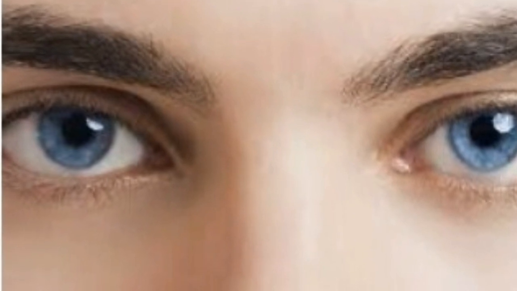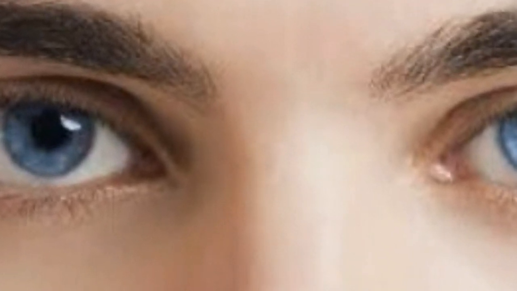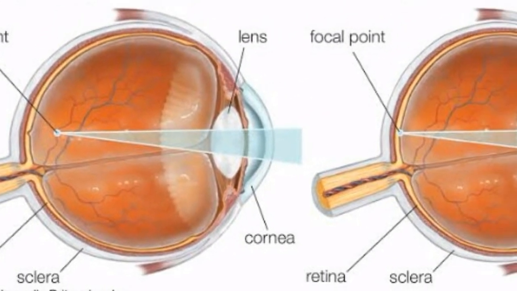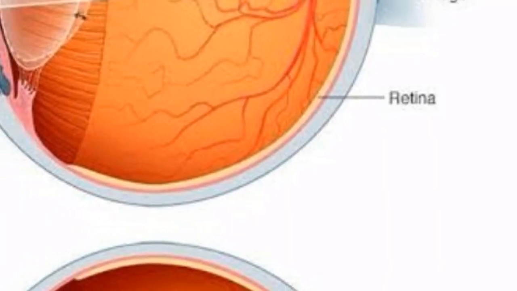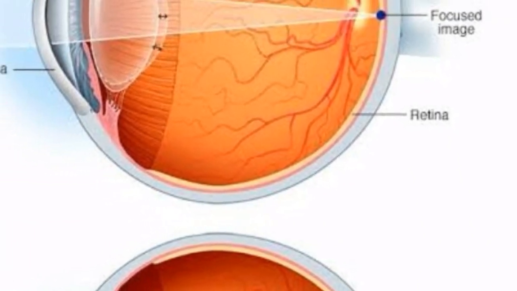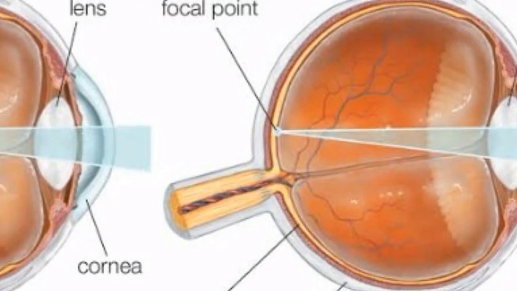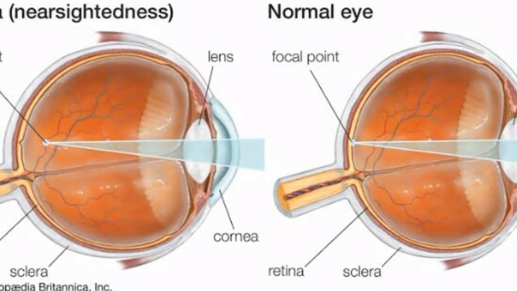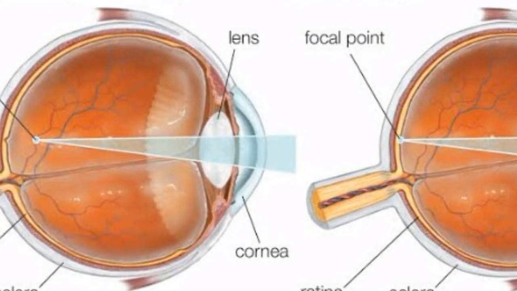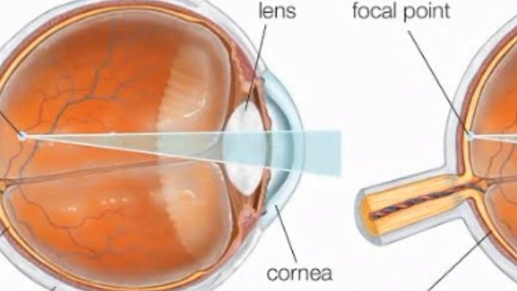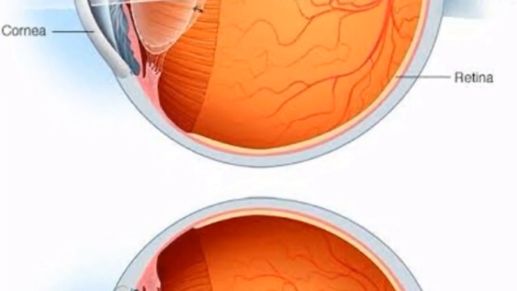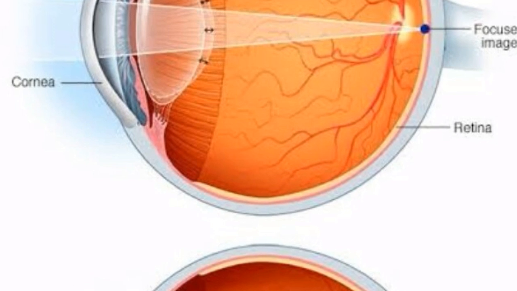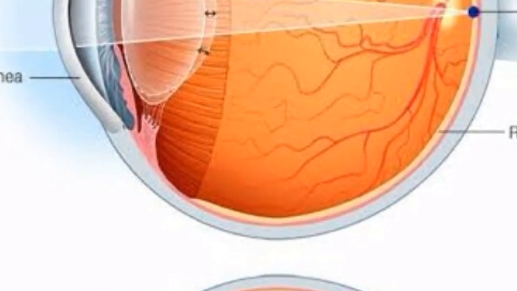This can be corrected by bifocal lenses. What is the work of bifocal lenses? A bifocal lens contains both concave and convex lenses. The upper portion consists of a concave lens and the lower part consists of a convex lens. Now why does the upper portion consist of a concave lens? This question arises for most people.